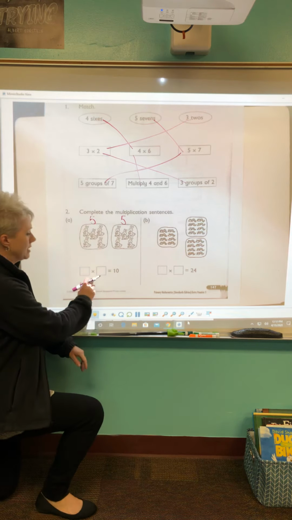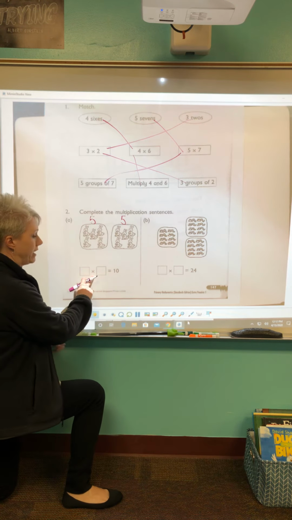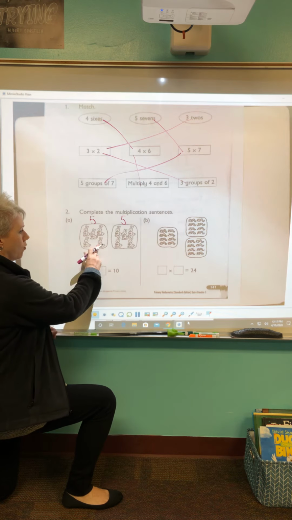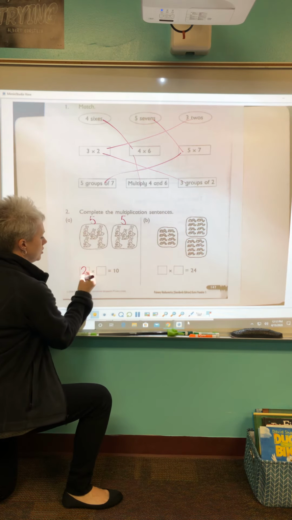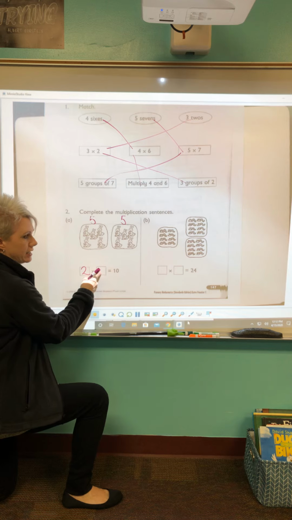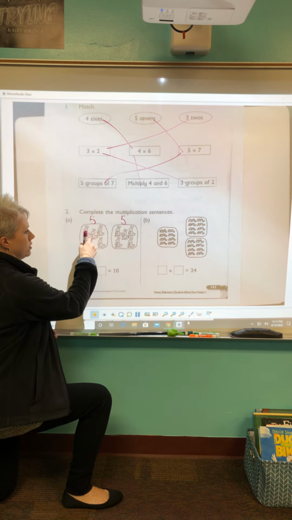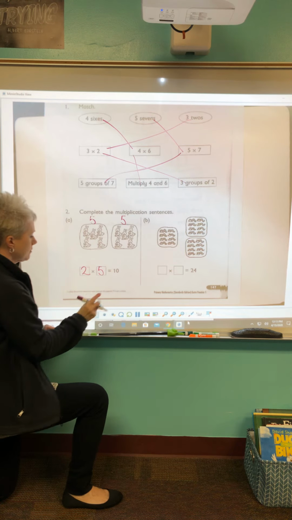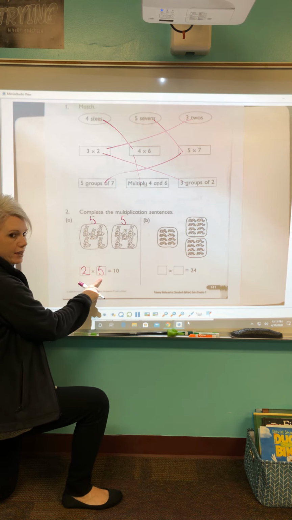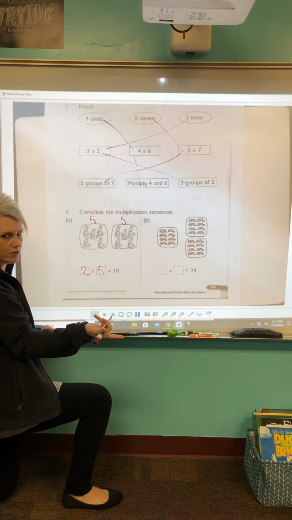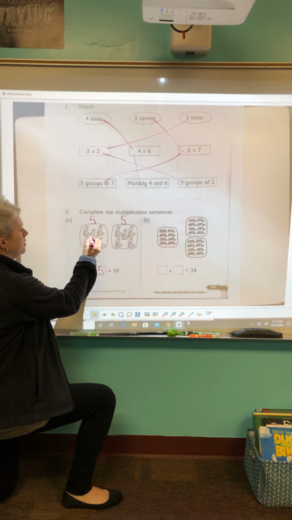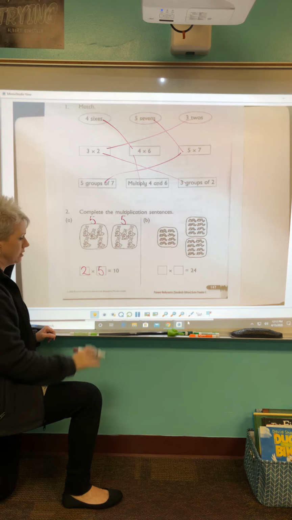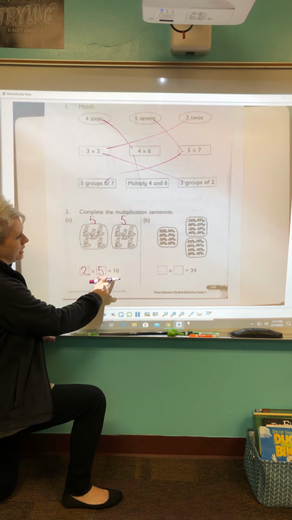And we remember this X means multiply, and it stands for groups of. So how many groups do I have? 1, 2. 2 groups of, how many is in each group? 5. 2 groups of 5 equals 10. Well, let's count and see if we got the right answer. 1, 2, 3, 4, 5, 6, 7, 8, 9, 10. Absolutely. 2 groups of 5 equals 10.